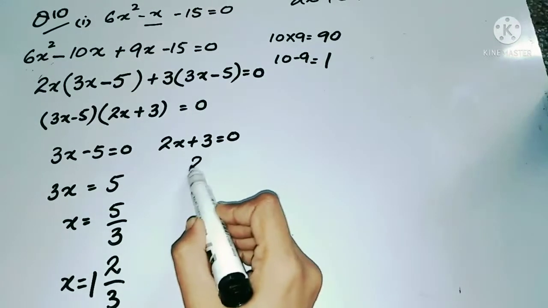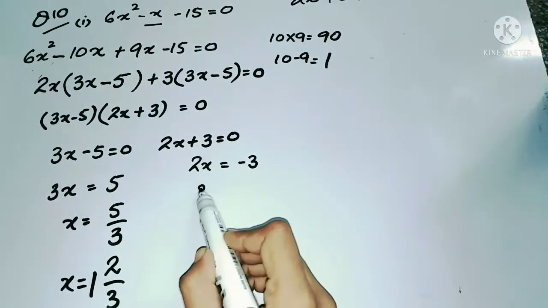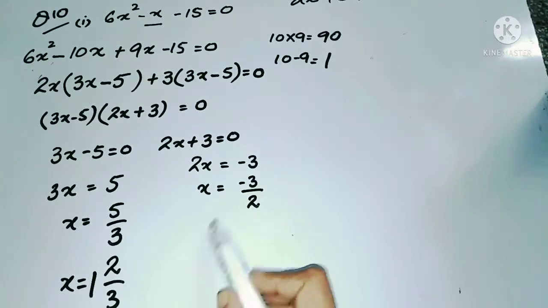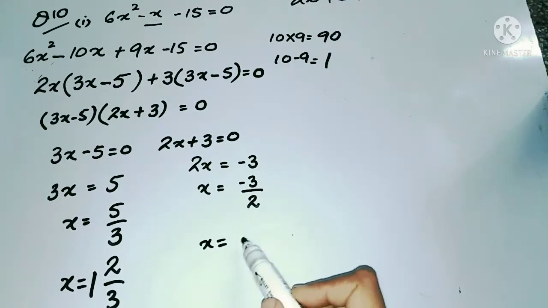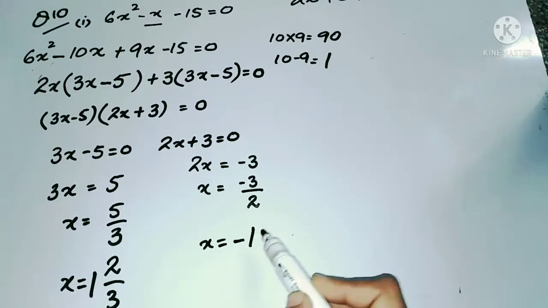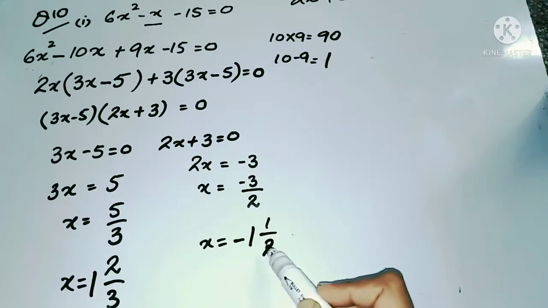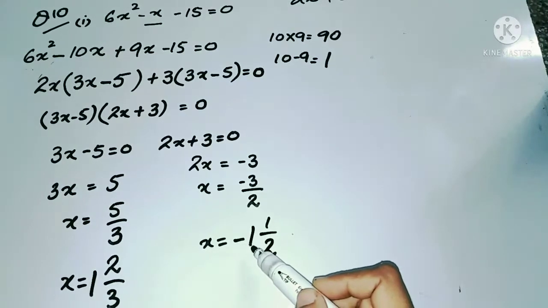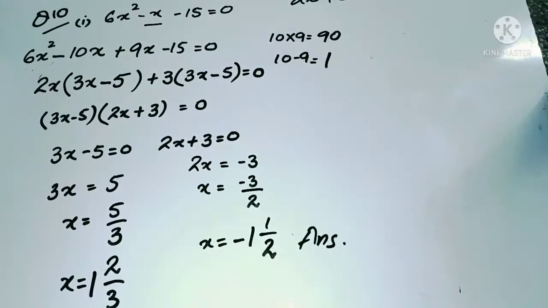3 is adding over here, and it will go to that side and be subtracted from 0, and it will become minus 3. Now as 2 is multiplying with x, it will come to this side, be divided with 3, and it will become minus 3 by 2. Now you have to divide it. When you divide it, your answer would be a mixed number. 2 ones are 2, minus 1 whole, and 1 will be the remainder, and the divisor is 2. So minus 1 whole 1 over 2 is your answer. Okay, students, I hope that part 1 of question number 10 is clear to you. Now let's move forward to part 2.